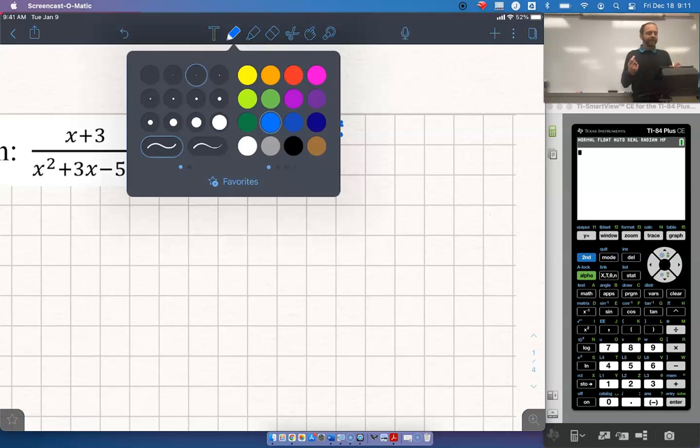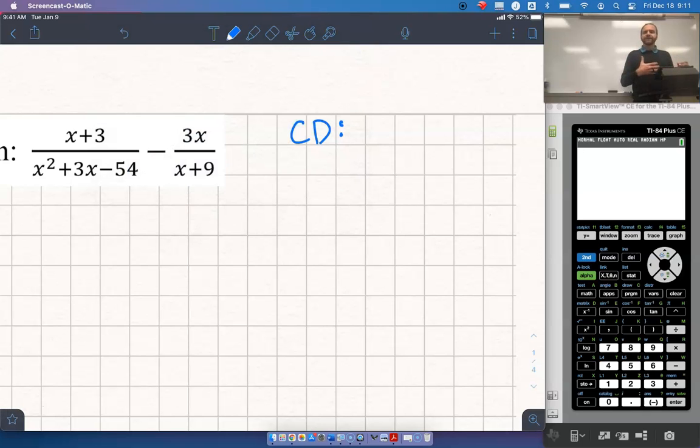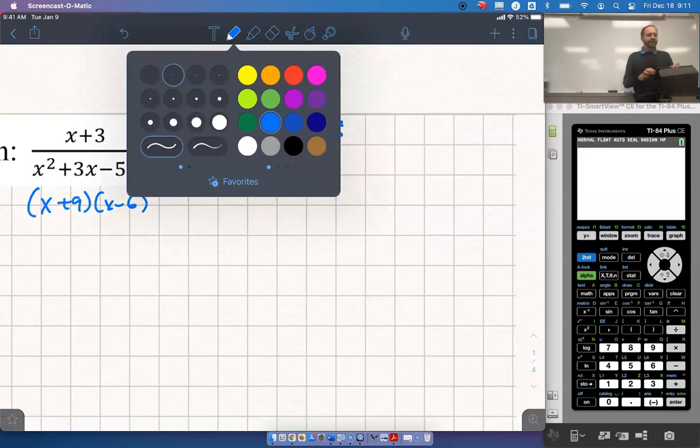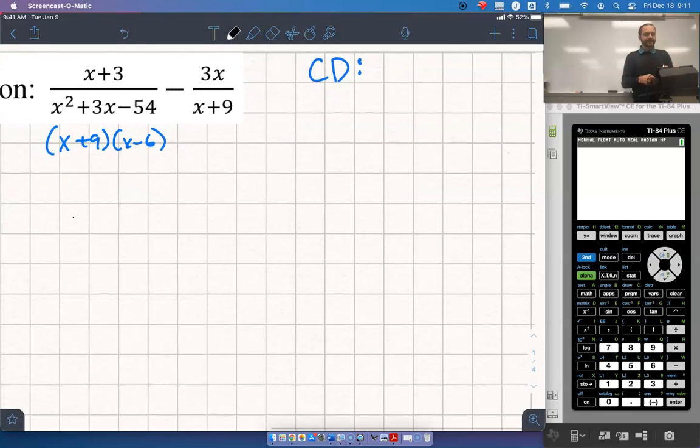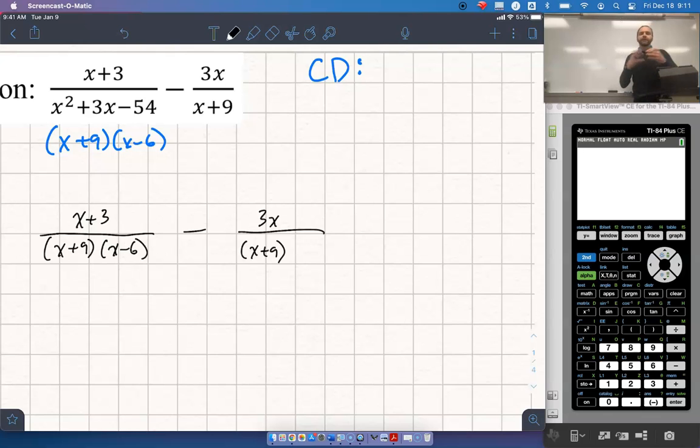So I'm going to factor the x squared plus 3x minus 54, and that's going to give me x plus 9, x minus 6. Now that's helpful because a common denominator has to have the same denominator, and I can see right now that the first fraction has x plus 3, and it's going to be over my x plus 9 and my x minus 6. However, the second fraction only has the x plus 9. Well, if I want them the same, they have to look the same.